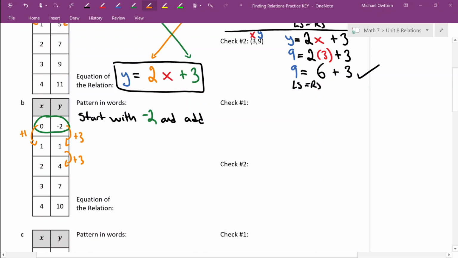And we can see that an x of up by 1 also gives us a y up by 3 in the next row as well. So we're adding 3 each time in this particular equation. So let's write our equation.